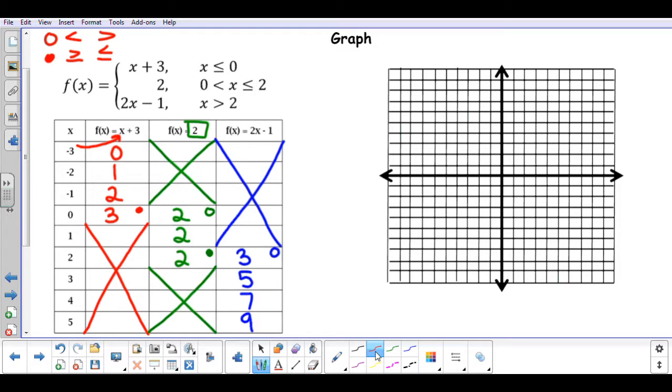Now it comes to graphing. So I'm going to start off with my first equation. I'm going to plot my 3 points. Since the final point of 0, 3 is going to have a closed circle, all 4 of those points I'm going to plot will all have closed circles. So I have negative 3, 0, negative 2, 1, negative 1, 2, and 0, 3.